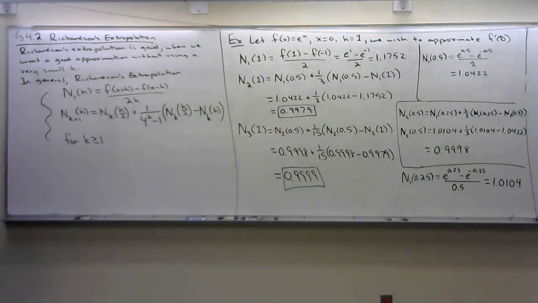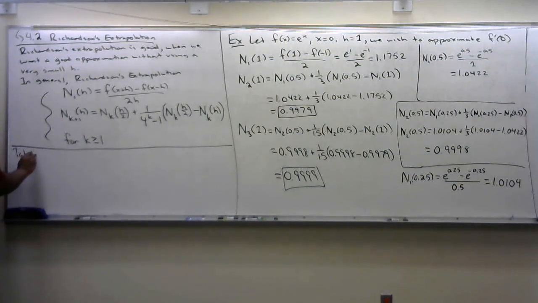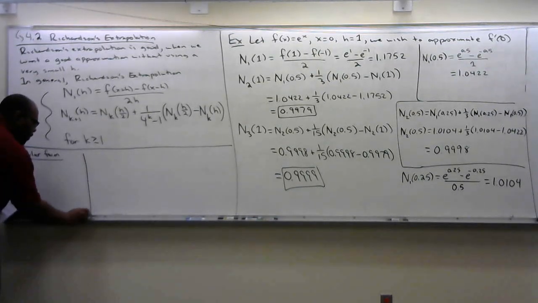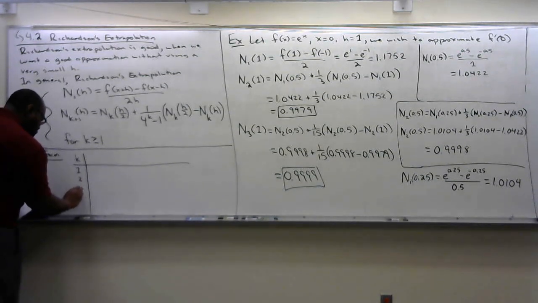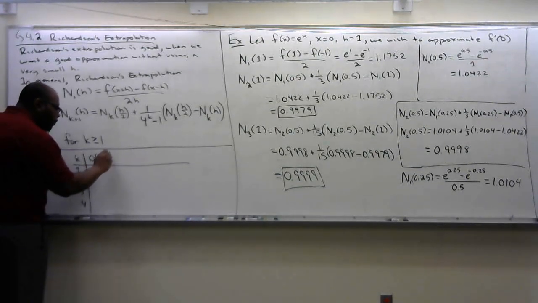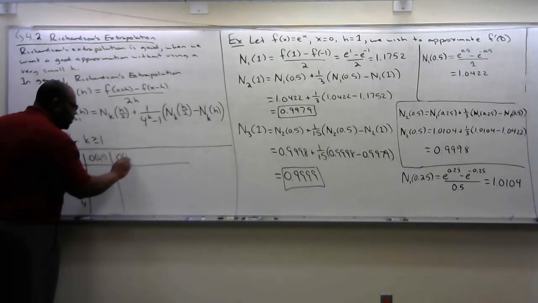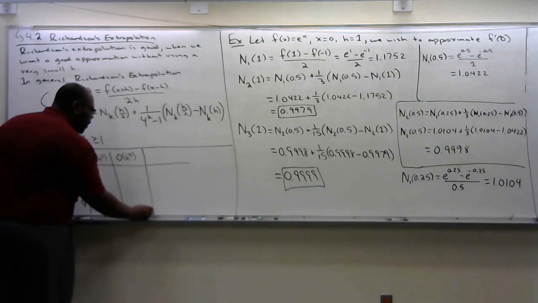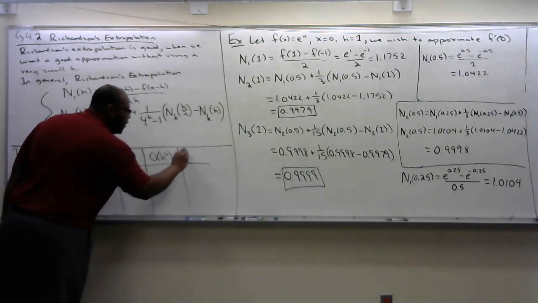Now there is a nice tabular form for Richardson extrapolation that I want to put down. This is also in the book. It's good to have it here. Here I have my values of k: 1, 2, 3, and 4, for instance. And this is the error, right? I'm going to have a column for the error. So I'm going to look at all of the extrapolations that are big O of h squared. These are all the extrapolations that are big O of h to the 4th. These are the extrapolations that are big O of h to the 6th. And these are the ones that are big O of h to the 8th.